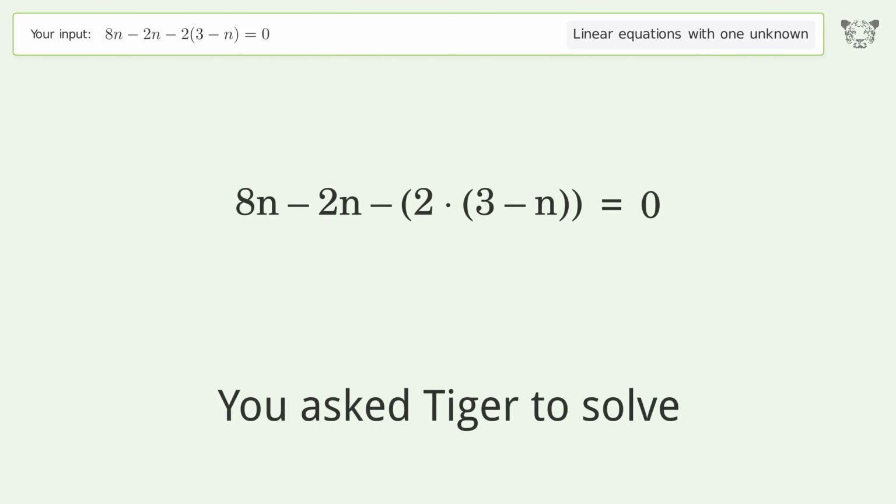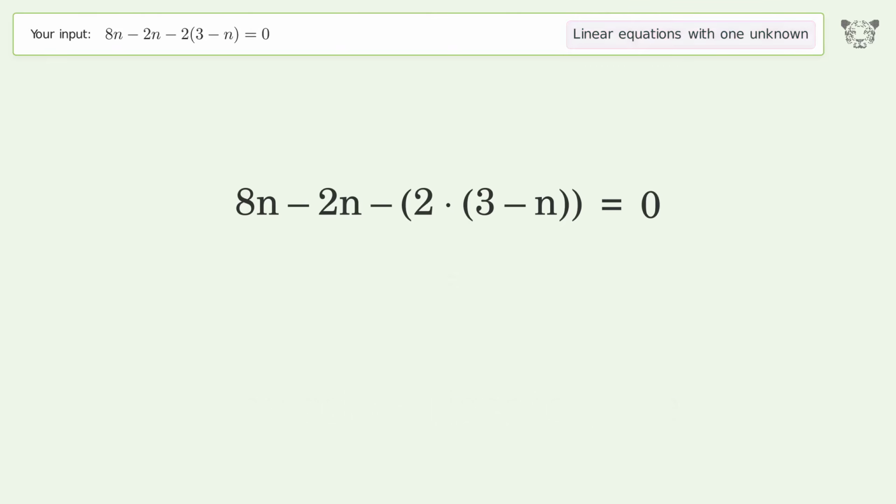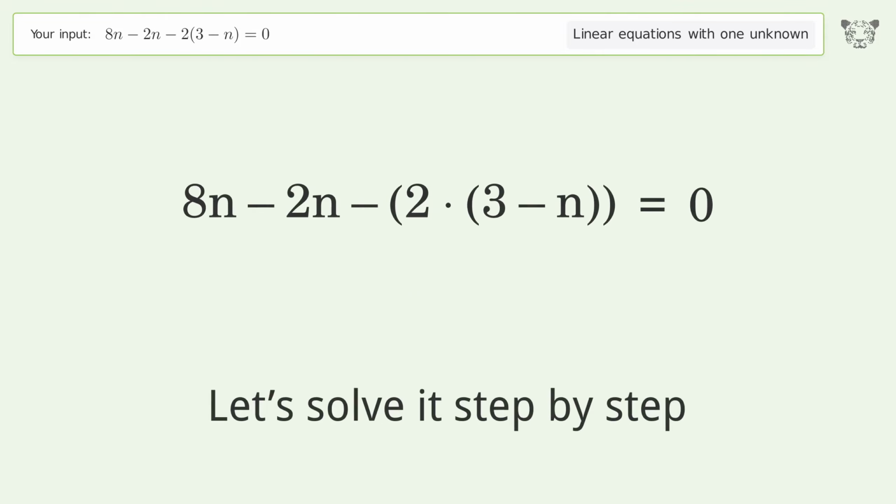You ask Tiger to solve. This deals with linear equations with one unknown. The final result is n equals 3/4. Let's solve it step by step.